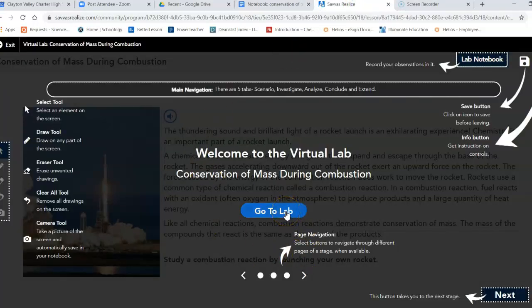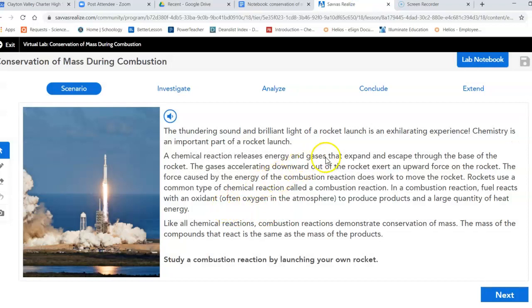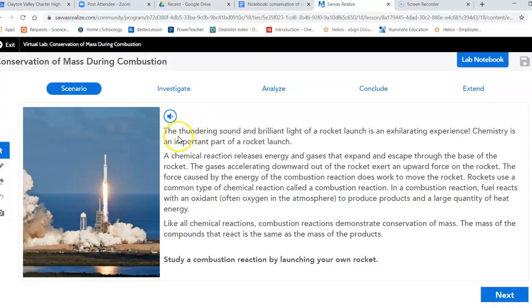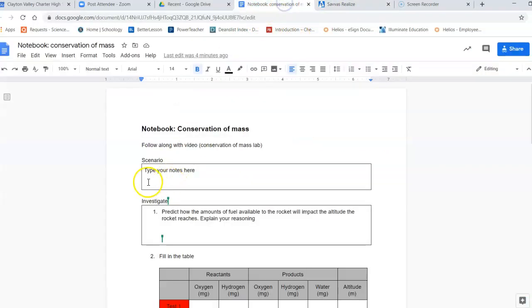We're going to begin by going to the lab, and go ahead and pause the video and read this. So hopefully you paused the video and you read it. You're going to be writing about the scenario right here. You can always rewind, read, and then summarize the scenario that you just read in here. Okay, so that's the first thing you need to do.